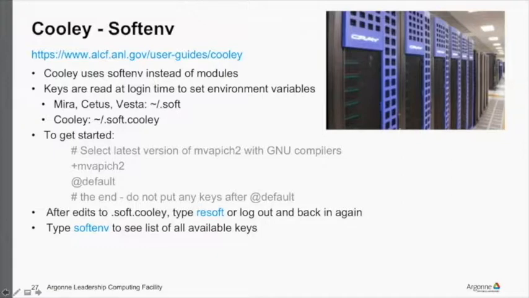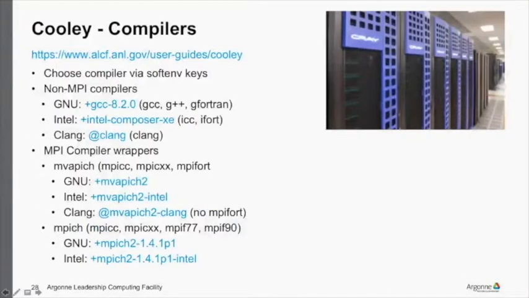Anytime you edit the .soft.cooley file, you can execute resoft to refresh your environment given the changes you've just made, or you could log out and then back in to have the environment changes take effect. And you can see the full list of all the environment keys with the soft environment command. You can choose the compiler via the soft environment command. So this is one primary mechanism that you'll use to change your compiler. You can also load Python interpreters this way.